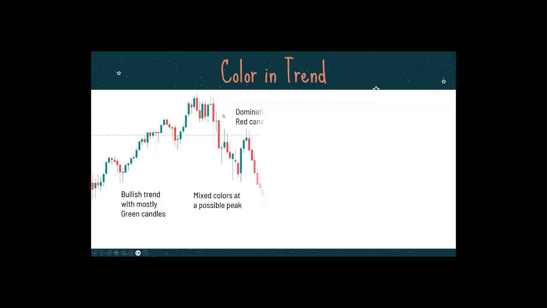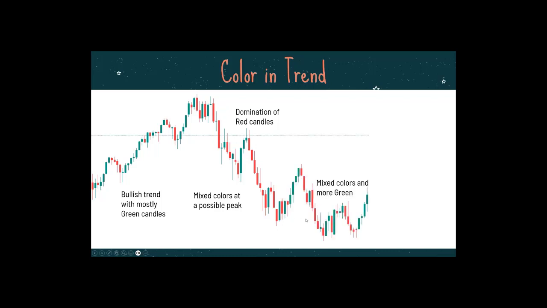And then now we're confirmed in that downtrend when you start seeing those big red candles and a domination of red. Well, that usually will end when you're starting to see, once again, kind of mixed colors. We're getting a lot more green than we had before in that downtrend, so that downtrend may be ending.